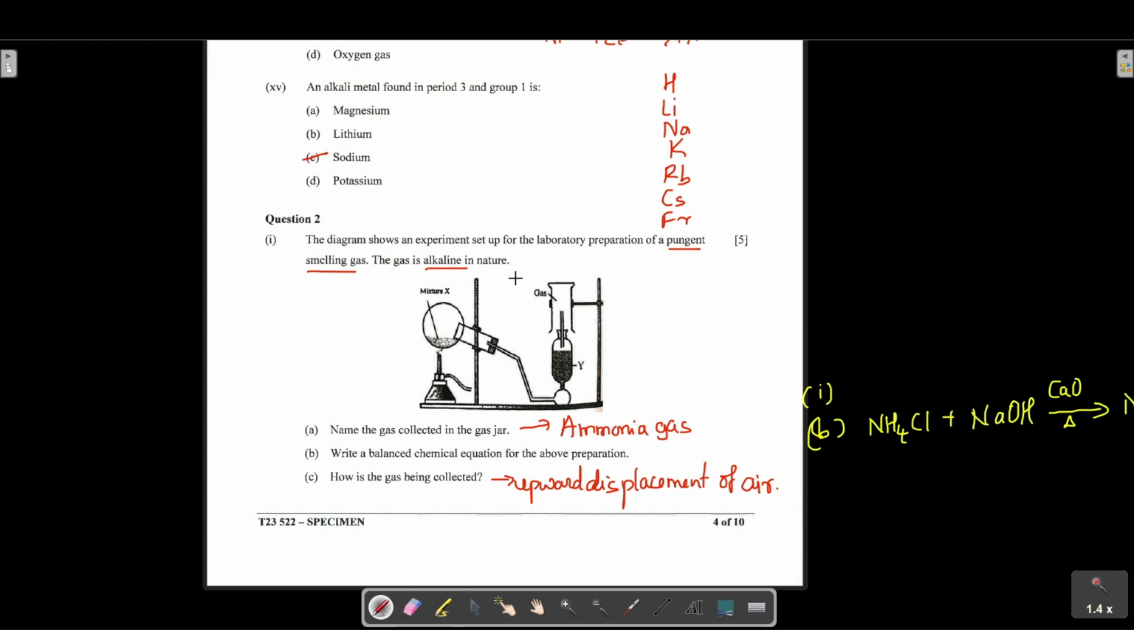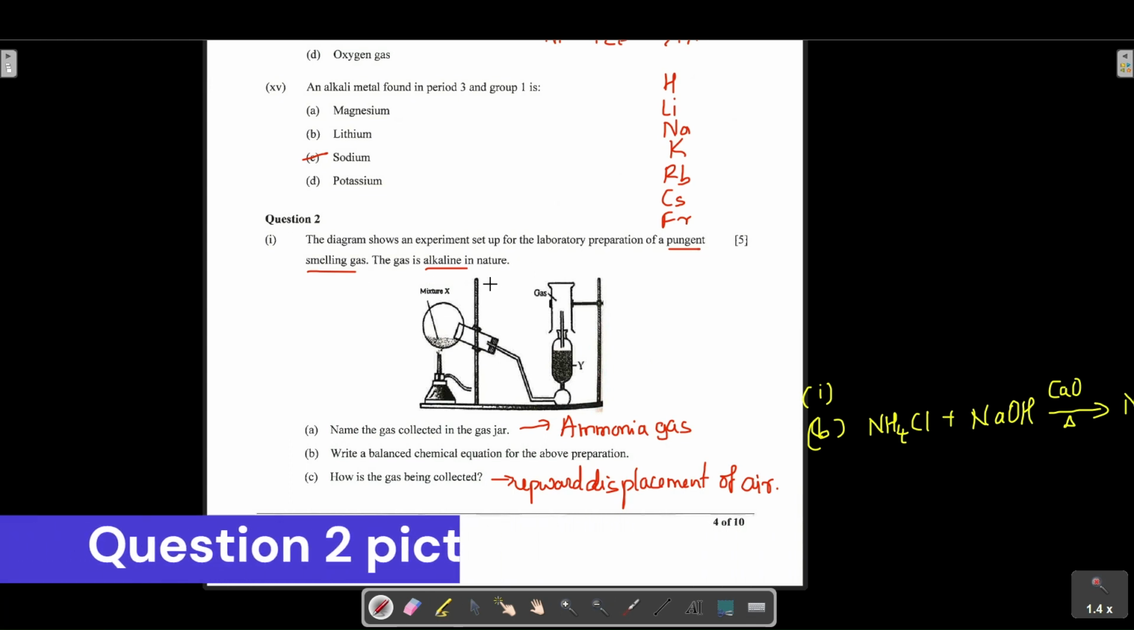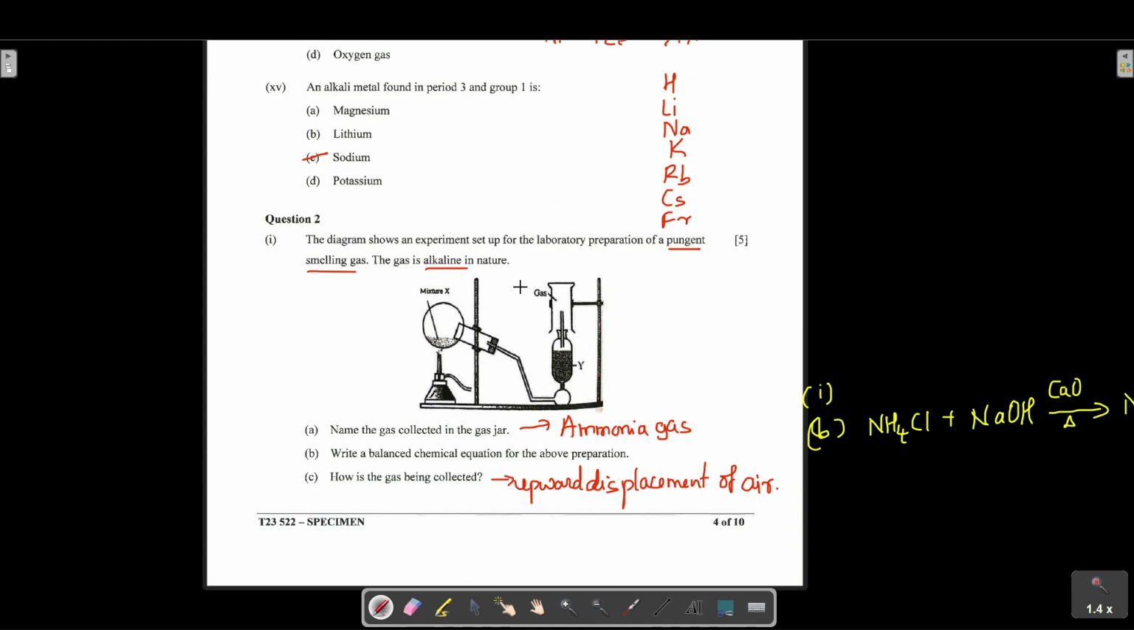The diagram shows an experiment setup for the laboratory preparation of a pungent smelling gas. The gas is alkaline, so you know already what that is. There is only one such gas we studied, ammonia. So this is for the preparation of ammonia. Name the gas collected: ammonia. Many people may write NH3, but don't write the formula, write the name, ammonia gas.